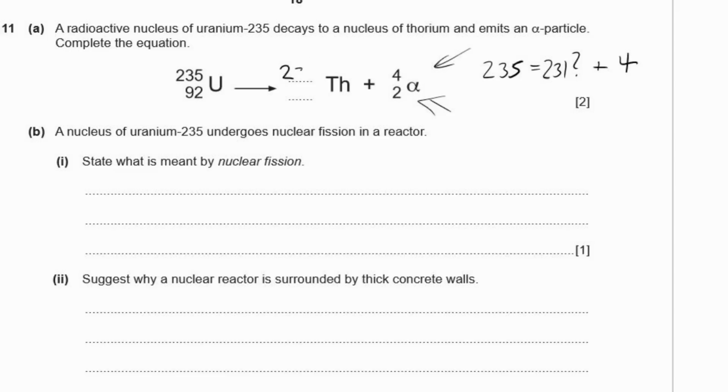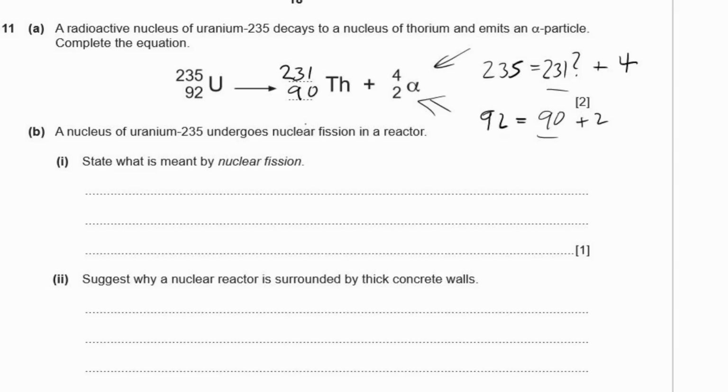So I haven't lost anything on top, and I'm not going to lose anything on the bottom either, on the charge. I've got the same amount of positive charge at the end as I did at the start. So that tells me that 92 equals whatever thorium is plus 2. It must be 90. Let's write that in as well. And there we go.